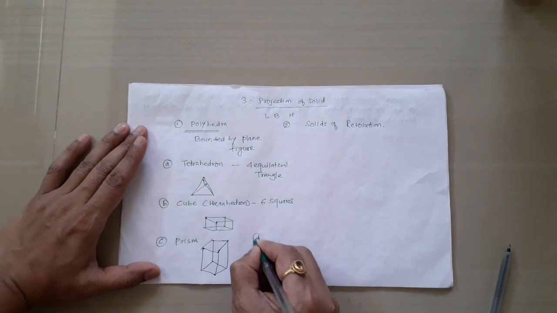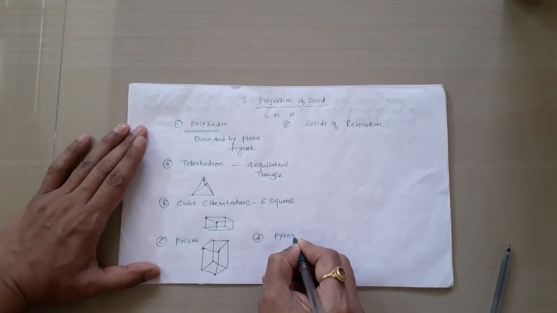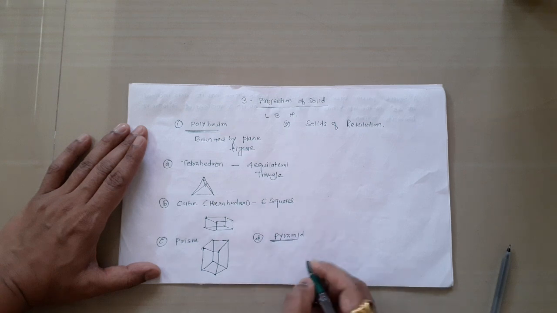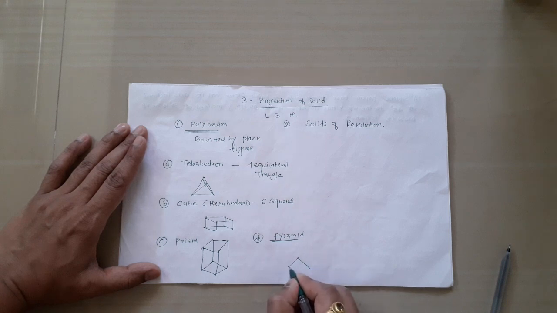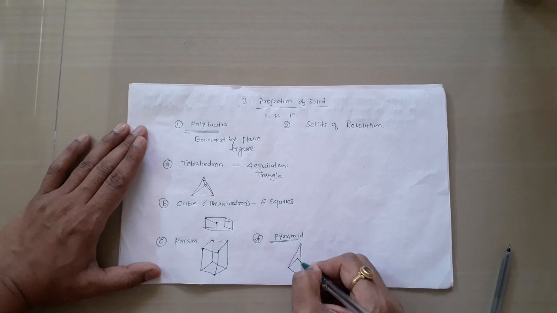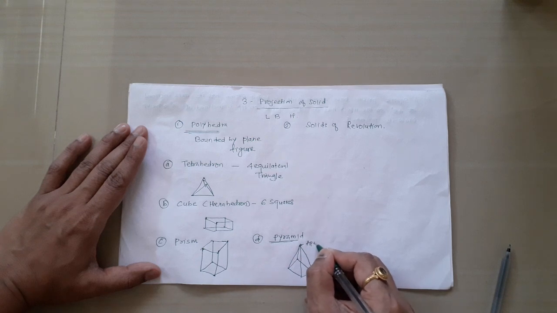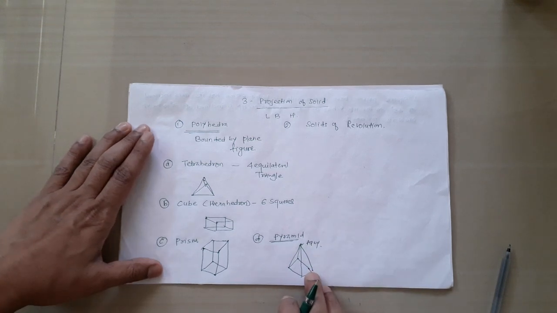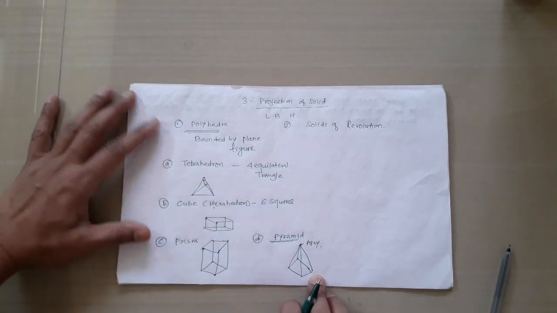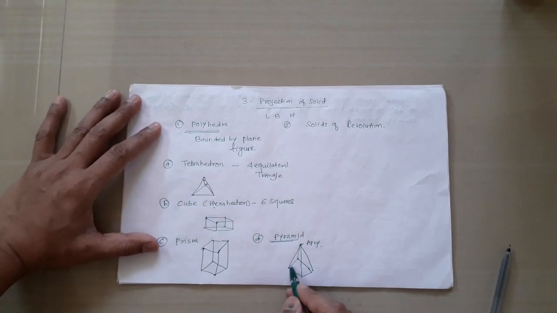And the last is a pyramid. Pyramid is again a polyhedra having base as a plane figure. Here I am taking base as a rectangle, and all the corners of the base are connected at one point. That point is known as apex. So again, same as prism, the name of the pyramid depends upon the shape of the base. If it is a triangle, it is known as triangular pyramid. If the base is a square, it is known as square pyramid. If the base is a pentagon, it is known as pentagonal pyramid.